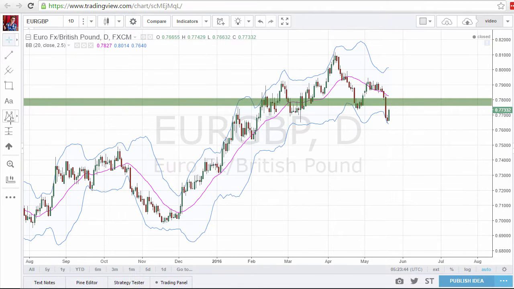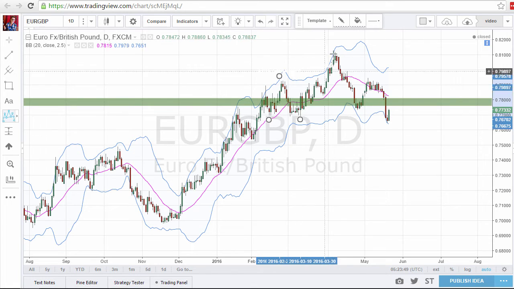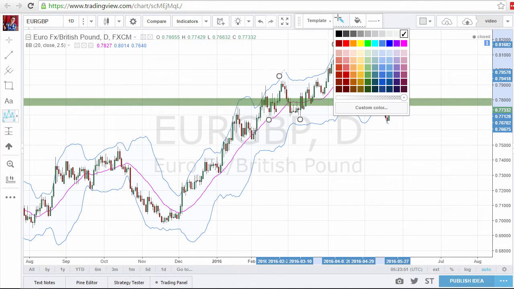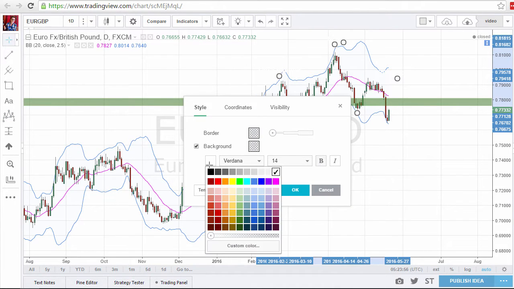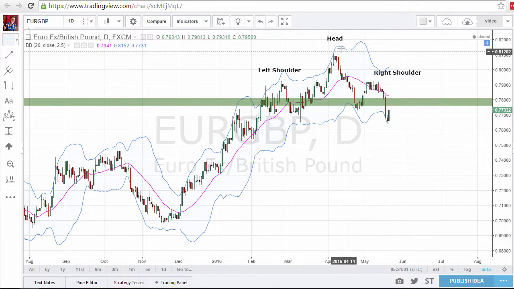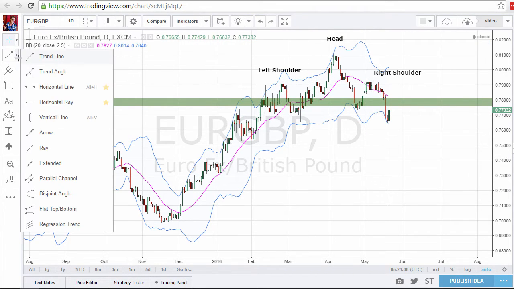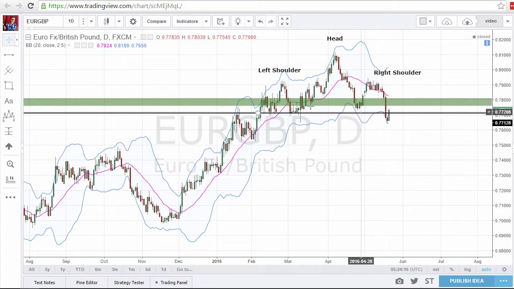So it is very obvious what we can see here, and we grab our head and shoulders tool, and just let me grab it and change the color so you can see what I'm talking about. So you can see here we had this uptrend. The left shoulder, the head, and now the right shoulder here just broke last week. If we draw it more precisely, we could see the neckline somewhere around here. Support and resistance as well. And now price is coming back up.